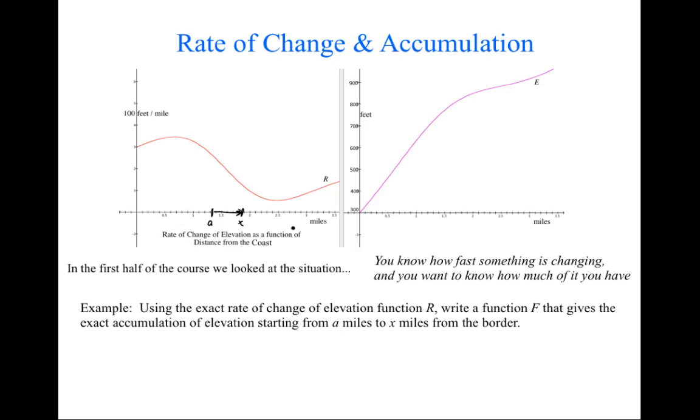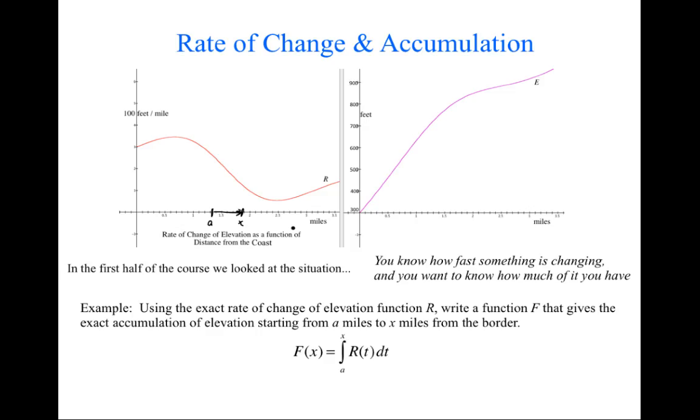Okay, good. If we've got rate of change and we want exact net accumulation, what should have gone off in your head was integral. That's what that function f is. It's the integral from a to x of capital R of t dt, and this capital R is representing an exact rate of change function. So given an exact rate, we get exact net accumulation.